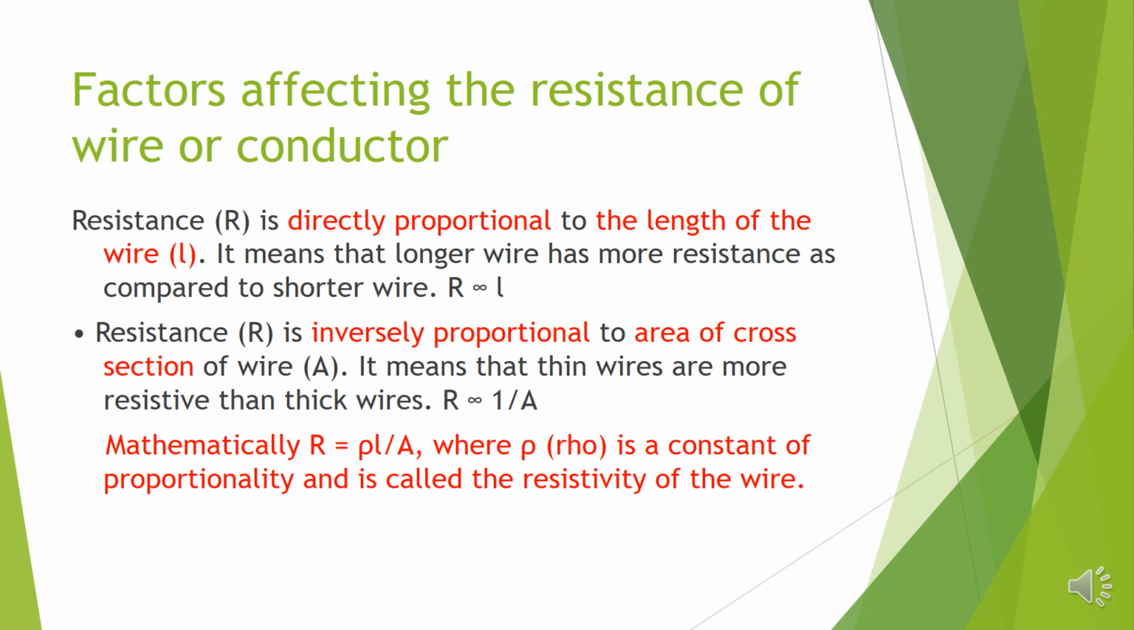So if you join these two and change the proportionality constant to an equation sign, you get resistance R is equal to rho L by A. Rho is nothing but a constant of proportionality. It is called rho, R-H-O, rho, and this rho is termed the resistivity of the wire.